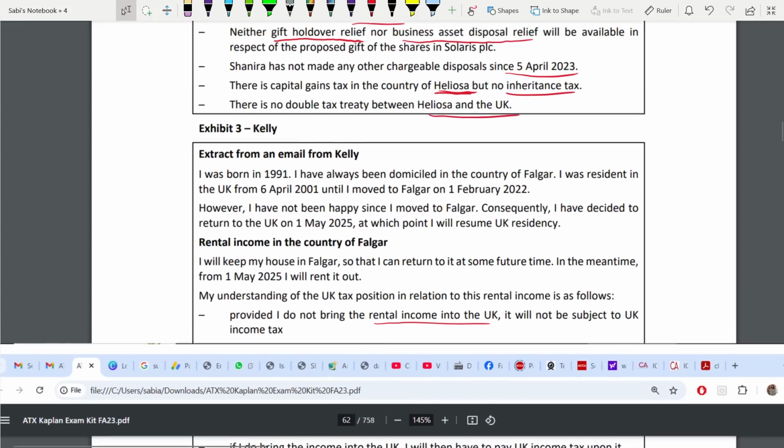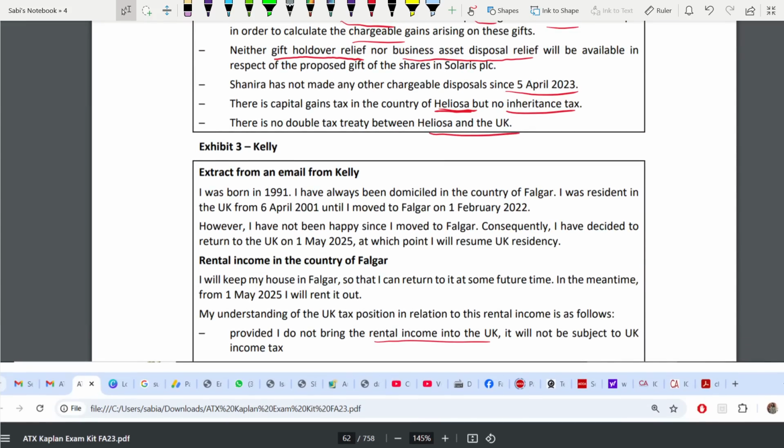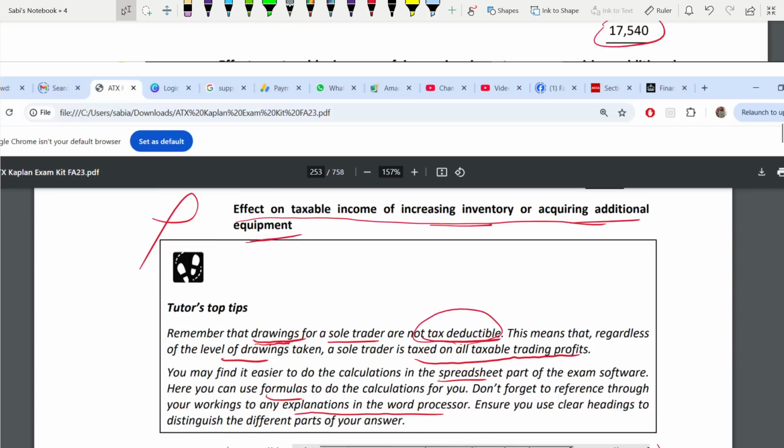Now, this is very important. She was born in 1991. Since then, he has been domiciled in the country. He was resident in UK from 6 April 2021 until he moved on 1st Feb 2022, and then decided to return to UK on 1st May 2025, at which point I will resume UK residency. So if you see here.